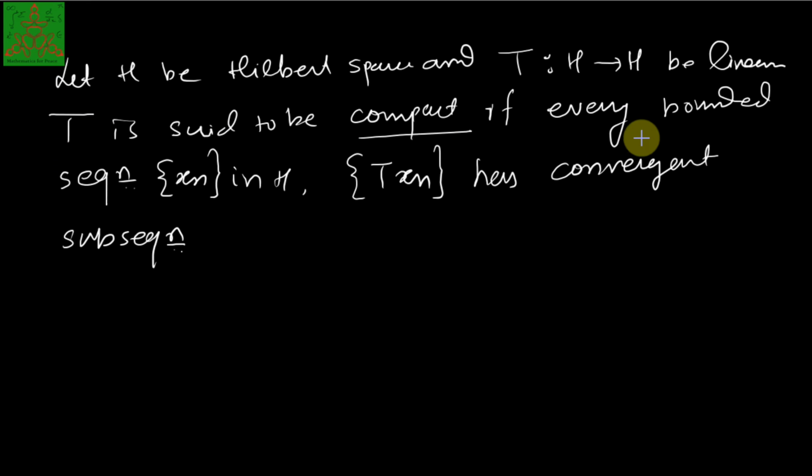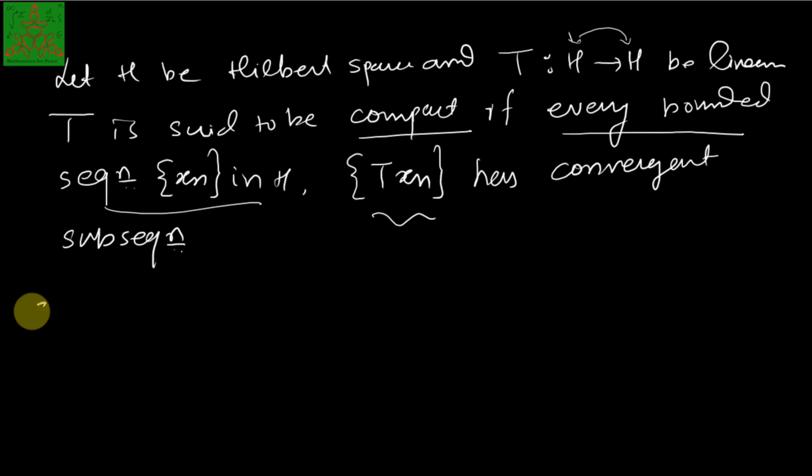Let us see once again the definition of this compact operator. Every bounded sequence in H, if T of Xn has a convergent subsequence, so you are taking a sequence in the domain and looking at its image having a convergent subsequence in the codomain, then we can say that it is a compact operator. A compact set is like that: every sequence in that space has a convergent subsequence. Here it's slightly different, since it is a function.